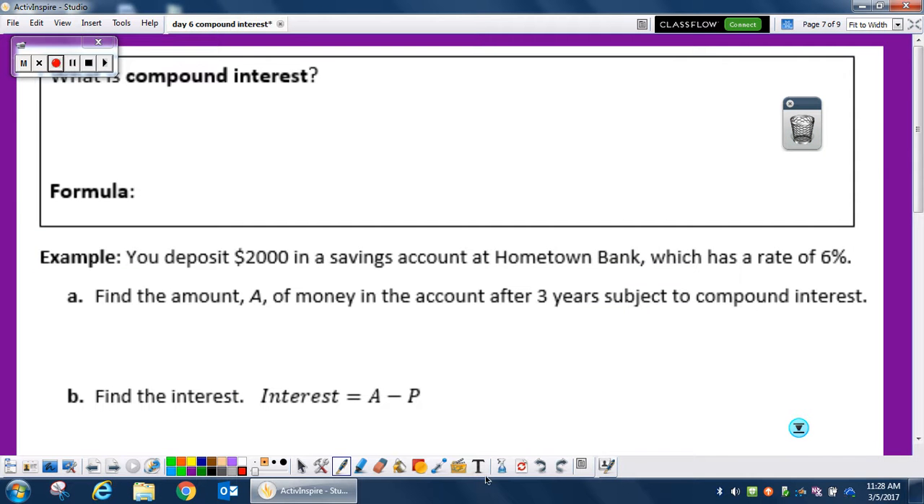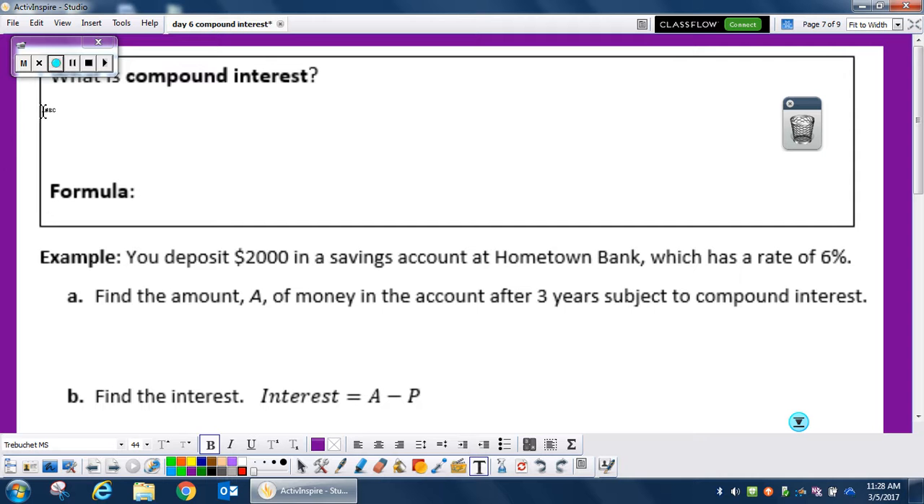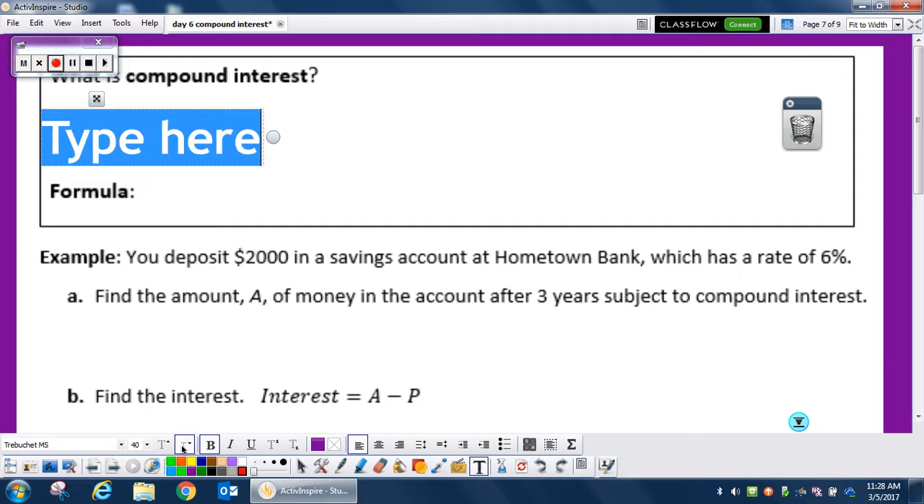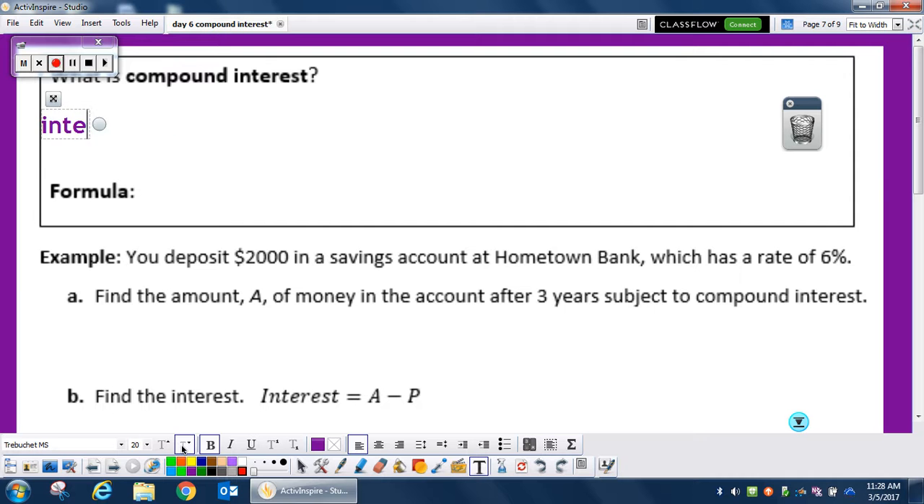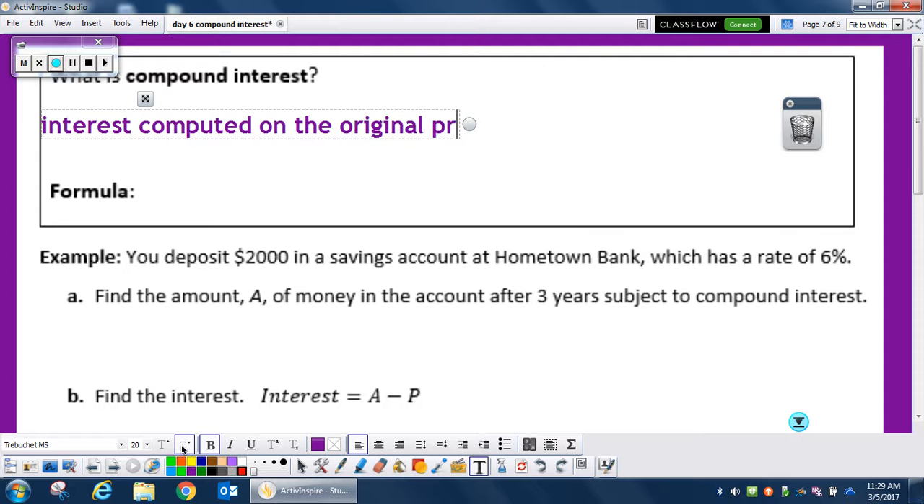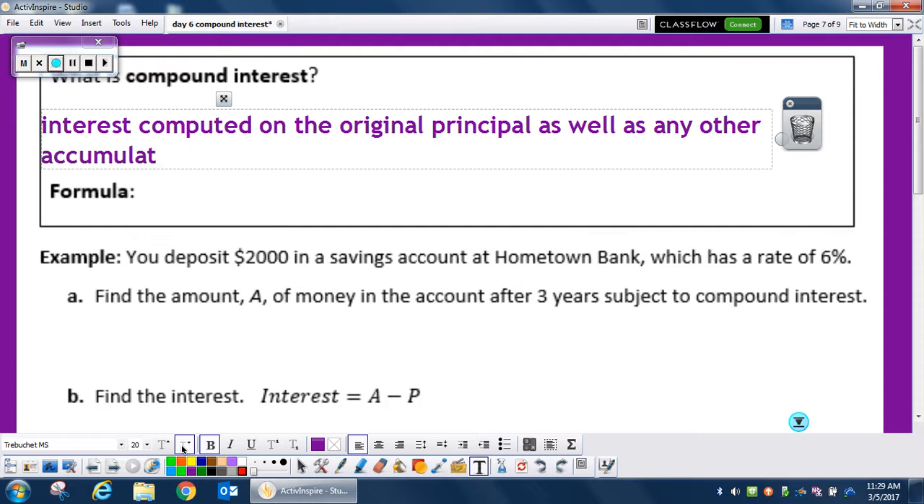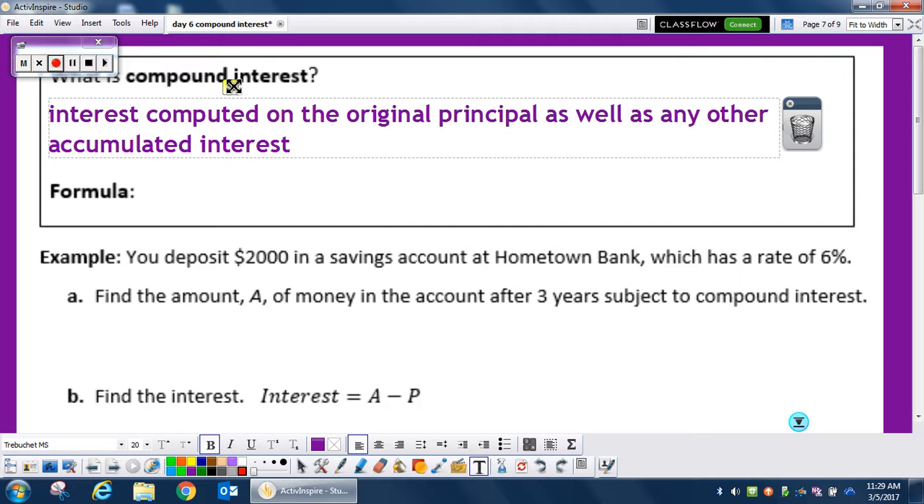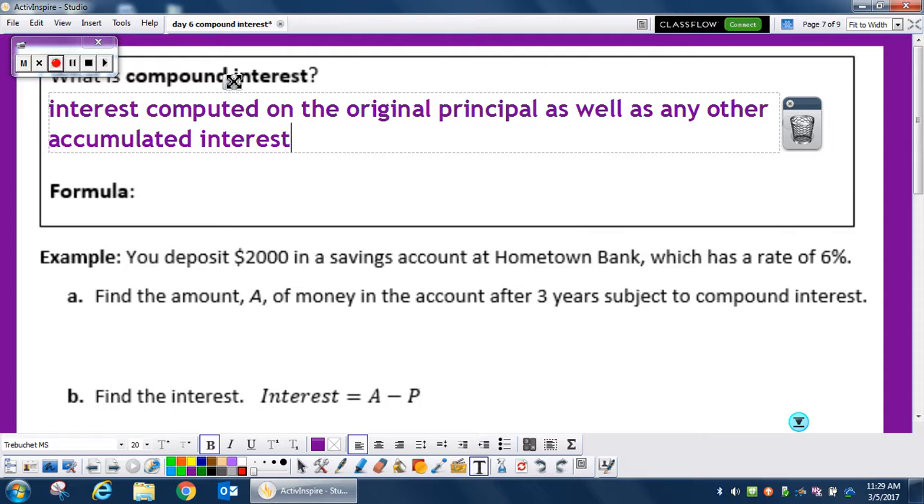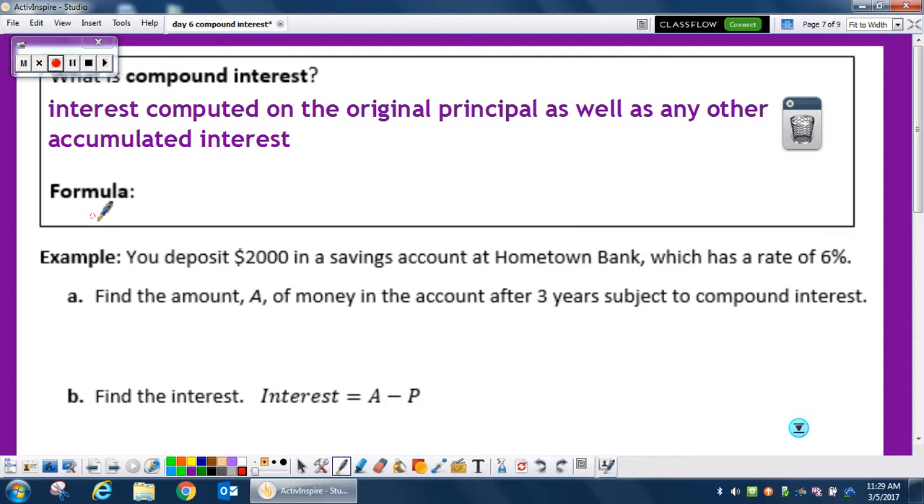Compound interest is interest computed on the original principal, so that's what simple is, as well as any other accumulated interest. So that's the main difference. And we're going to see that sometimes it's compounded annually, and then sometimes it's compounded more than once a year. So I'm going to give you the formula for when it's once a year.